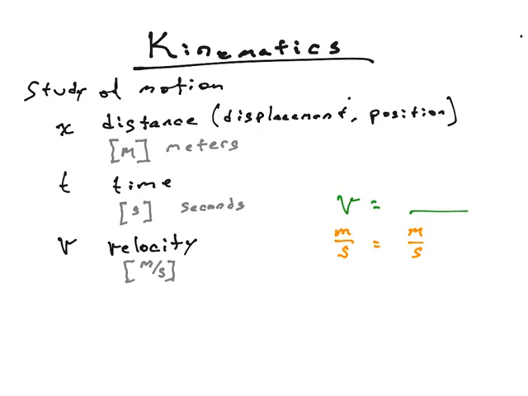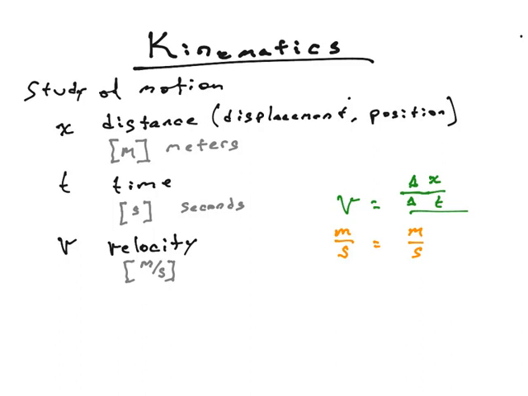Well, I know the only thing with units of meters is distance. So I know it must be something like a distance on top. And the only thing with seconds is time, so there must be a time on the bottom. And indeed, the real equation is what's called the change in distance divided by the change in time. So how far did you go? Divide that by how long did it take to get there. That's the velocity.